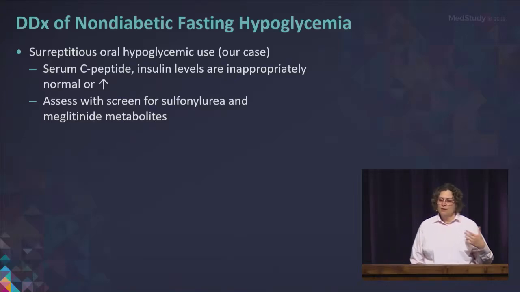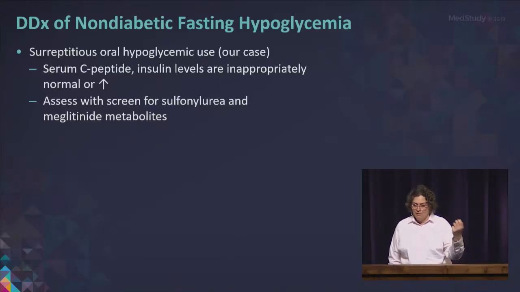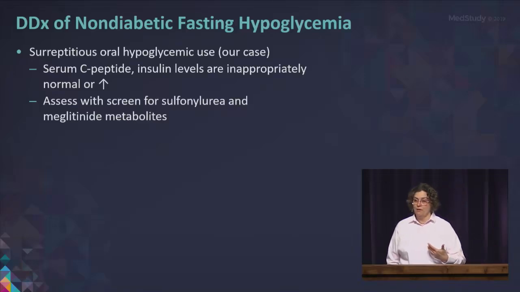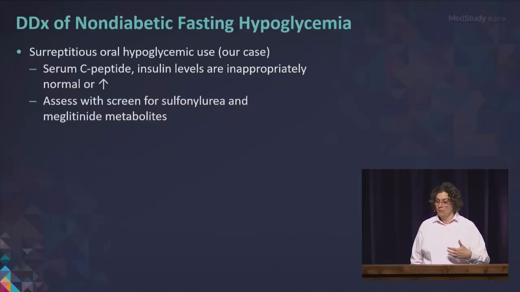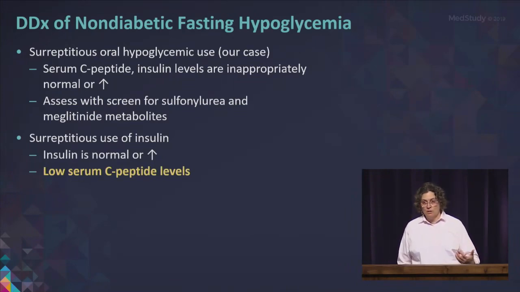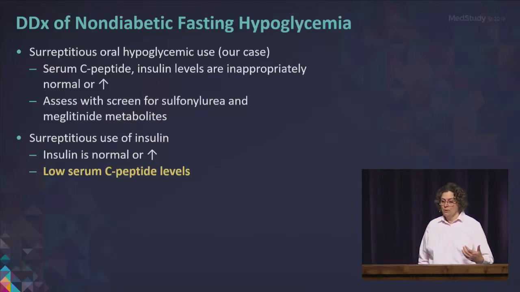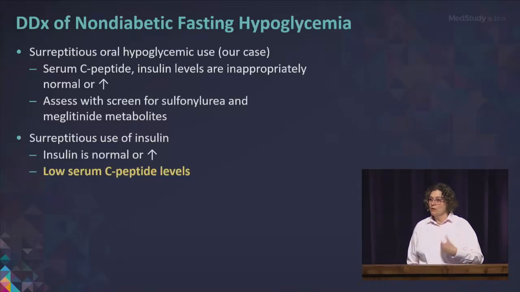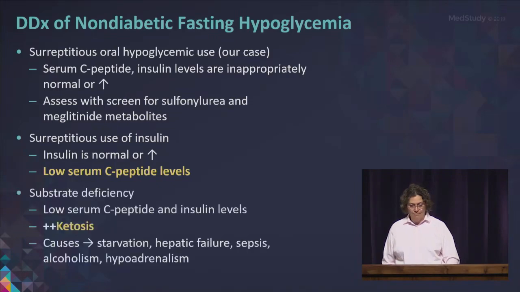And so when we talk about the differential of non-diabetic fasting hypoglycemia, we have the oral hypoglycemic use, which was our case. And again, we're going to find it once the sulfonylurea screen comes back positive. We also could have people that have taken too much insulin, intentionally or unintentionally. Here the situation would be hypoglycemia, elevated or normal insulin levels, depending on the kind of insulin that they're using, but undetectable C-peptide, reflecting that we are not making it, we are taking it.